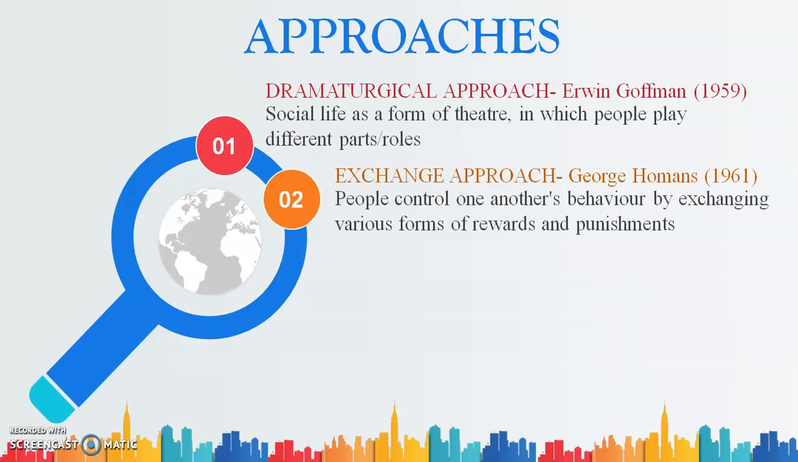Secondly, exchange approach by George Homans. He says that people control one another's behavior by exchanging various forms of rewards and punishments. Rewards are given for approved behavior and punishments are given for disapproved behavior.